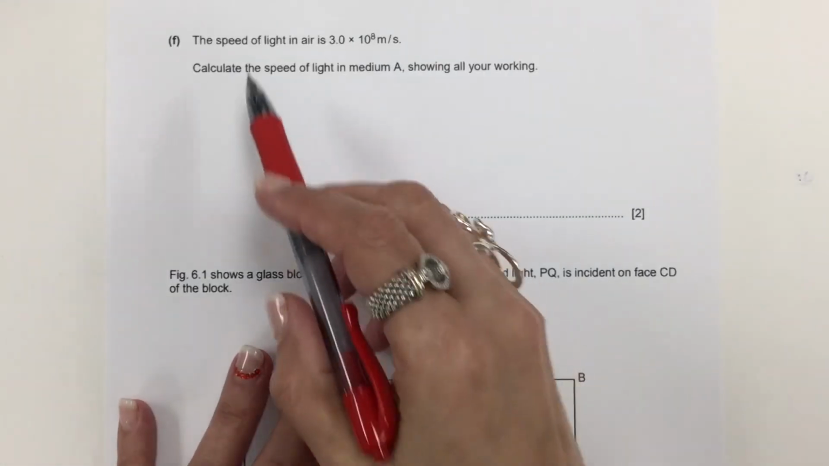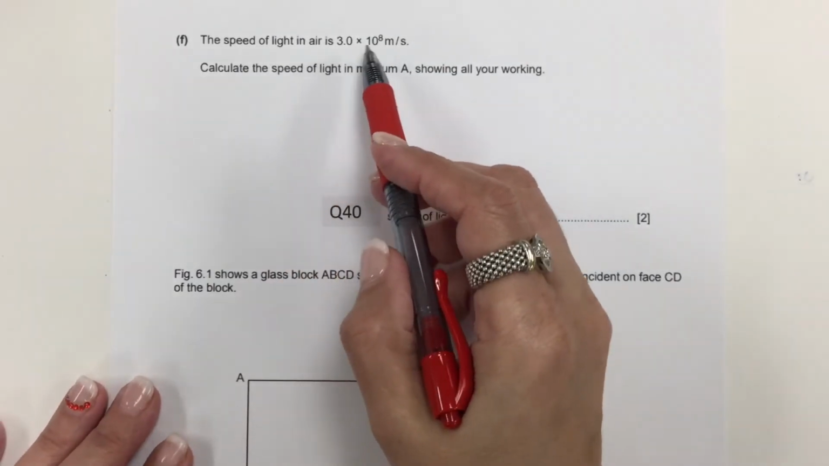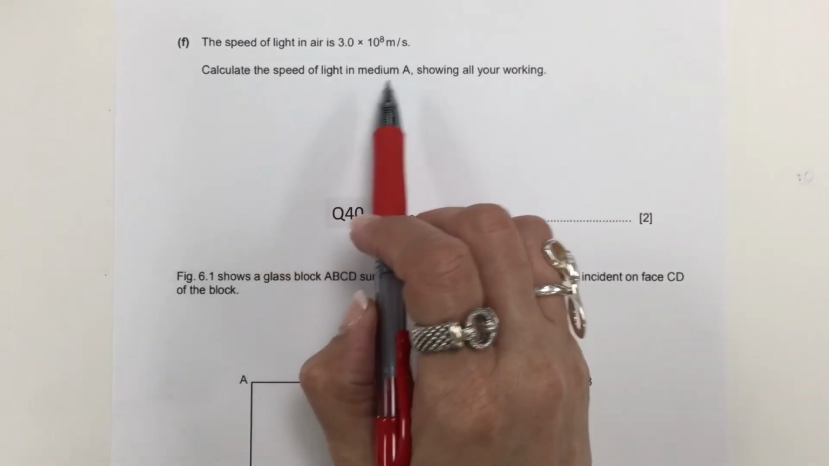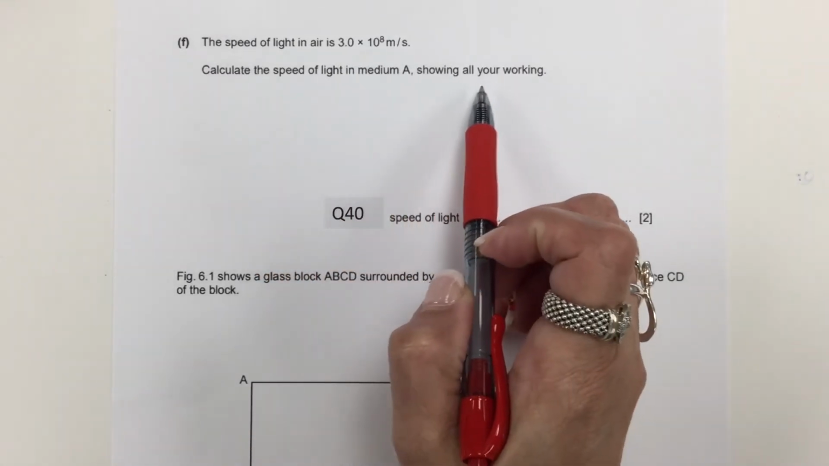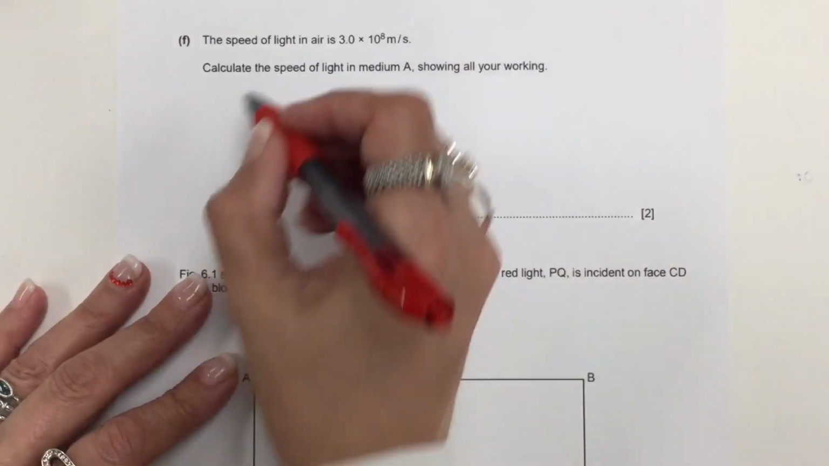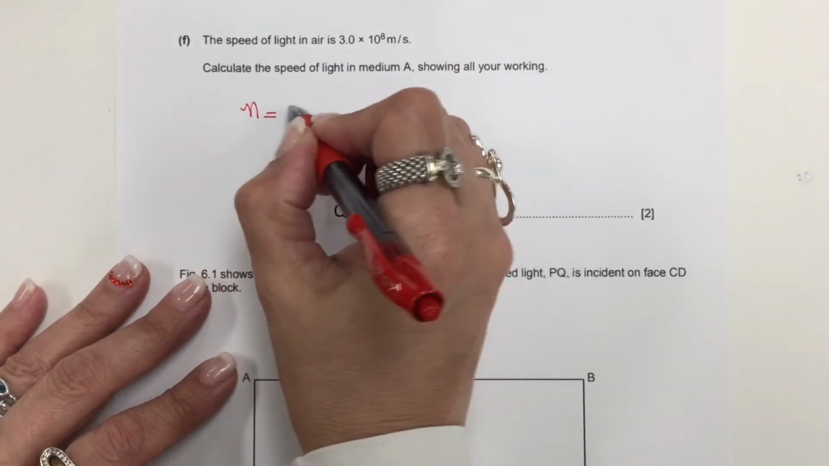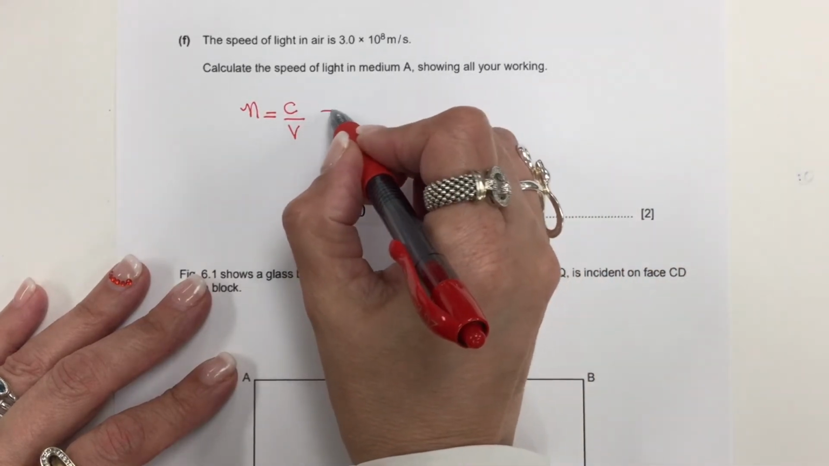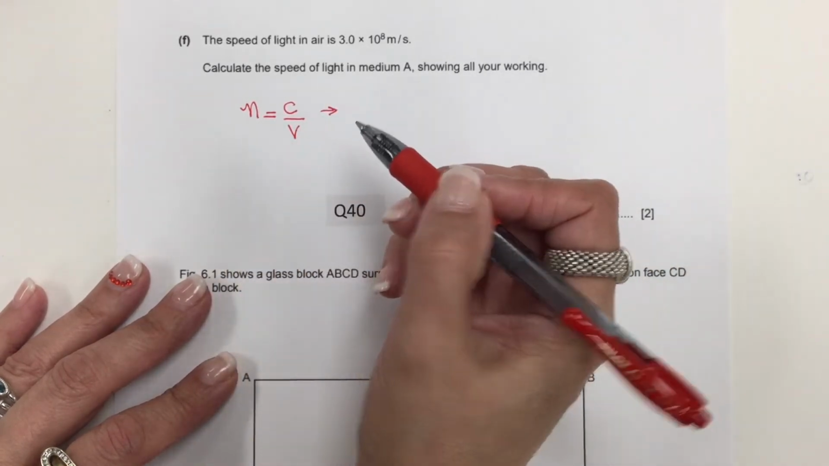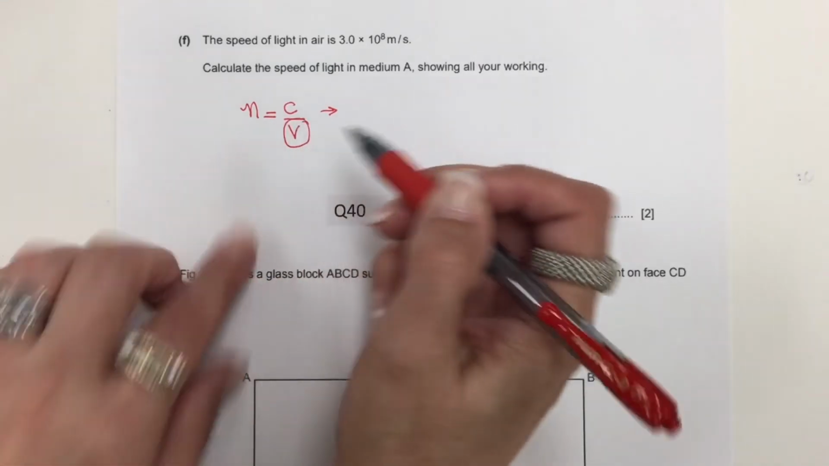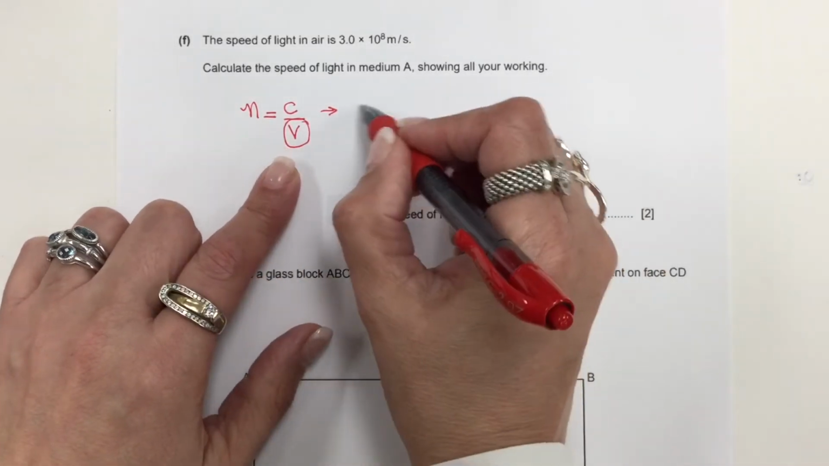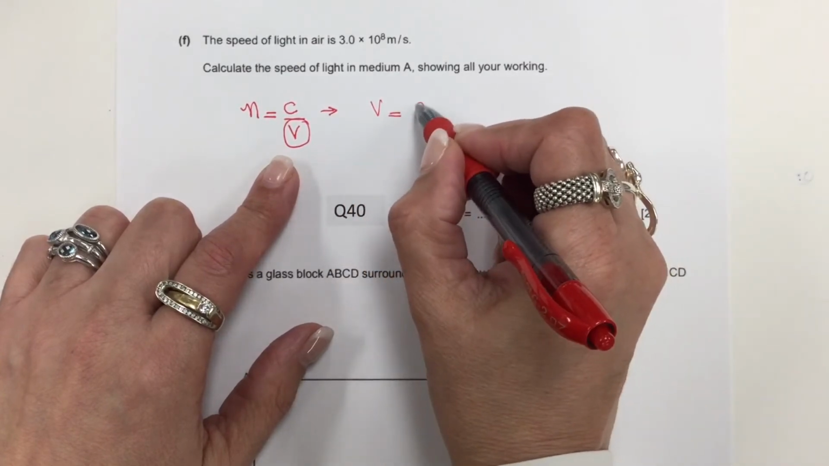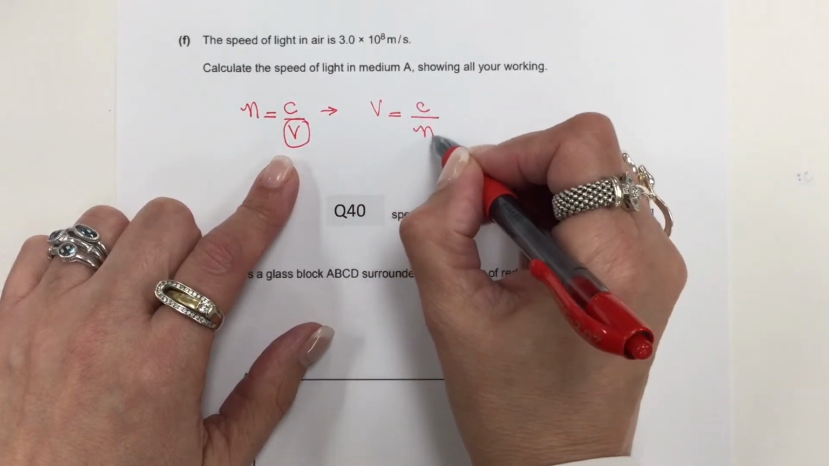Next, it says the speed of light in the air is 3 times 10 to the 8 meters per second. Calculate the speed of light in the medium A, showing all your work. So we are going to use this formula, which is C over V. We are looking for the speed of light in medium A, which is V. So let me rearrange this formula. So that is C over N, right?